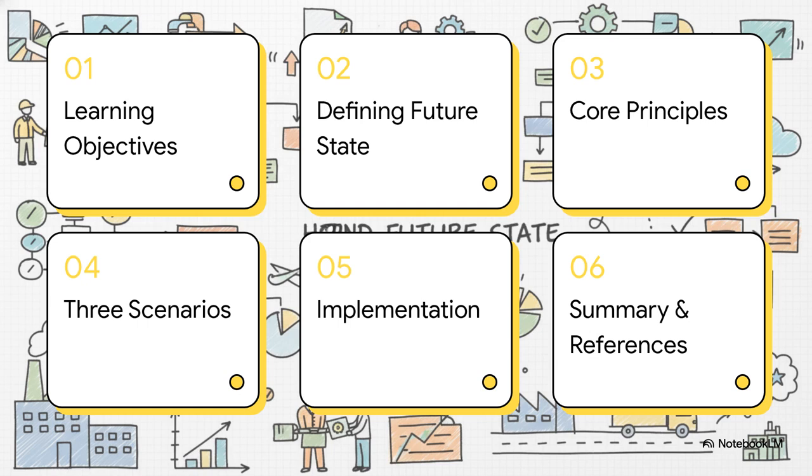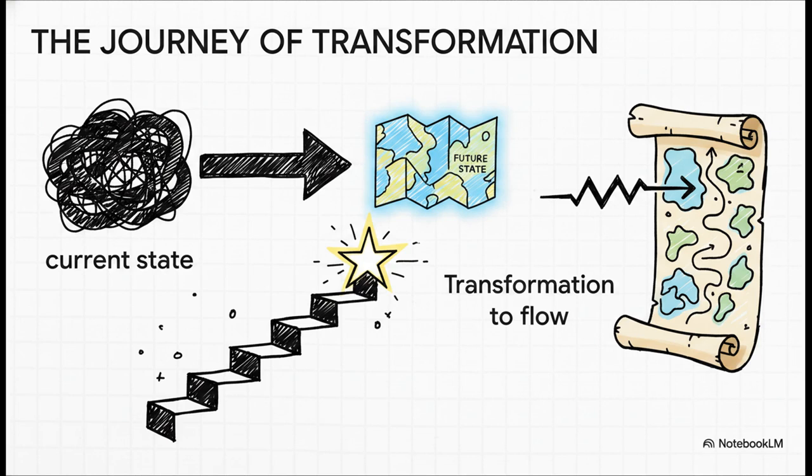Here is our quick roadmap for today. 1. Welcome and learning objectives. 2. Defining the future state. 3. Core principles of design. 4. 3 scenarios for improvement. 5. Preparing for implementation. And 6. Summary and references. By the time we wrap up this session, you're going to walk away with the exact strategic tools you need to take your projects from bogged down and inefficient to fully optimized.